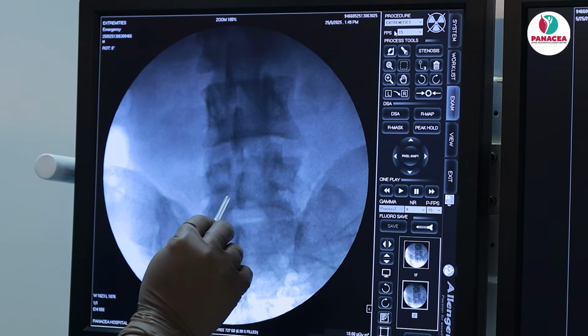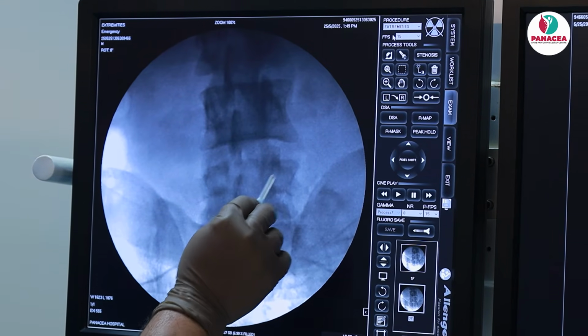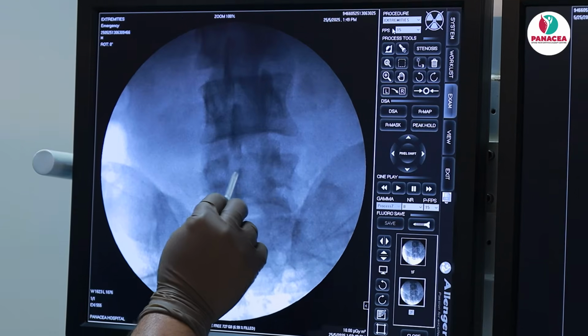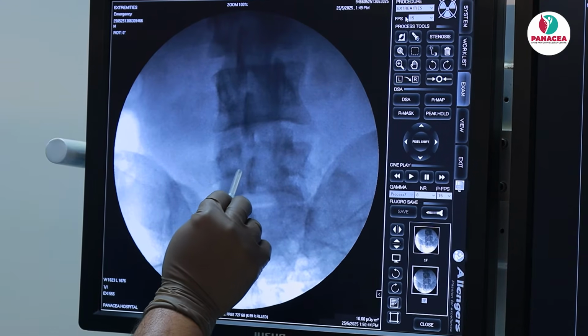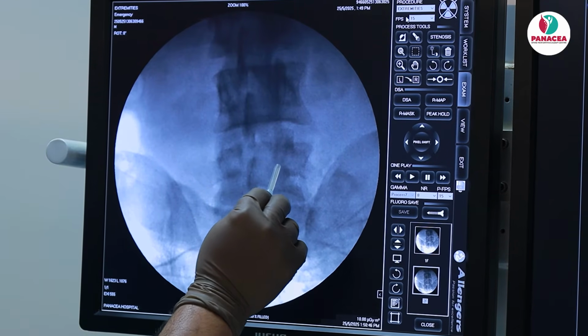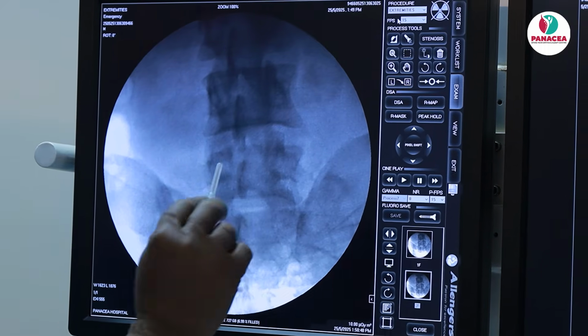See, if you look here, this is the spinous process, and here come the pedicles. The pedicles are not equidistant. Now you see here the distance is less, here the distance is more. So there is something abnormal.